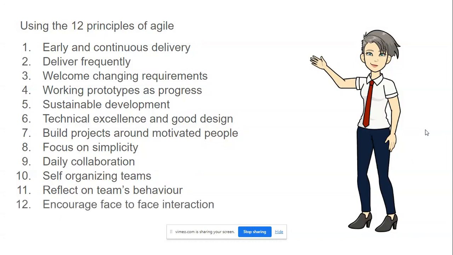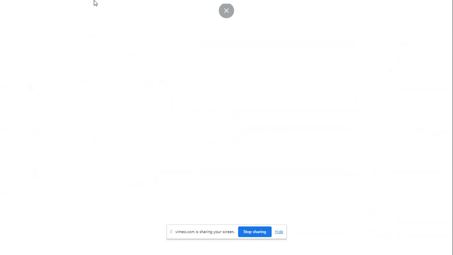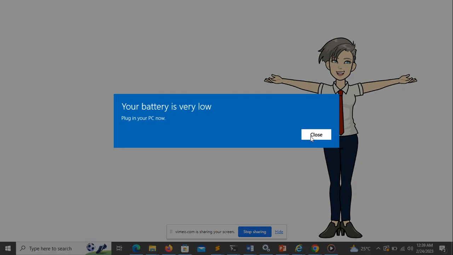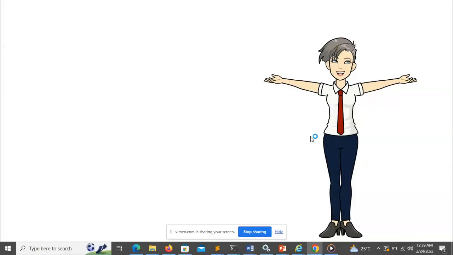So number 12, encourage face-to-face interaction. That is important. Face-to-face interaction is very important. So when you talk, when the person is open to talking face-to-face, it is very important. So Betty made that clear to Kel, and she was so excited, she was very excited about it.